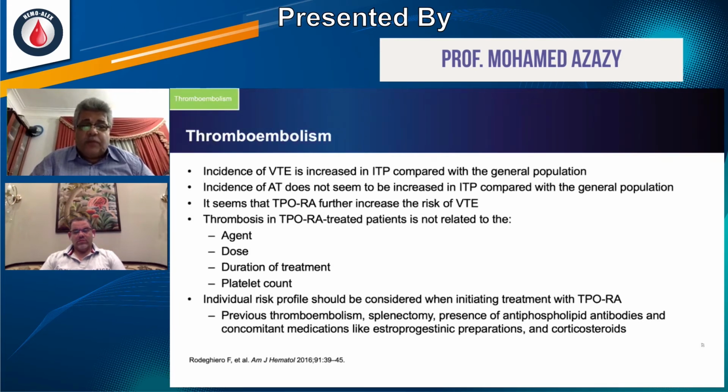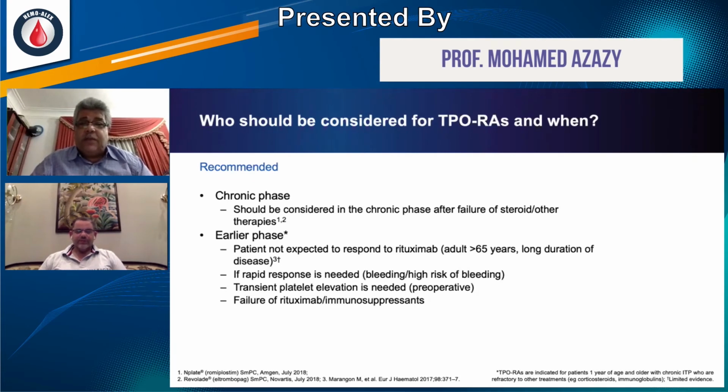Individual risk profile should be considered when initiating treatment with TBO. Previous thromboembolism, splenectomy, presence of antiphospholipid antibody, anti-double-strand DNA, and concomitant medication like estrogenic preparations should be considered. Why should we consider TBO and when?